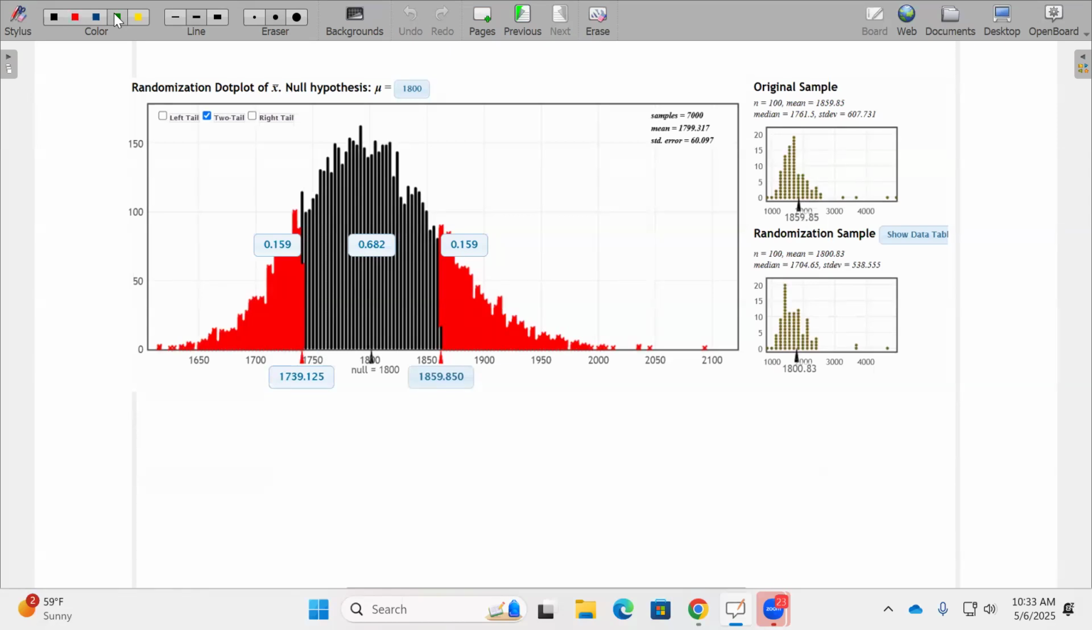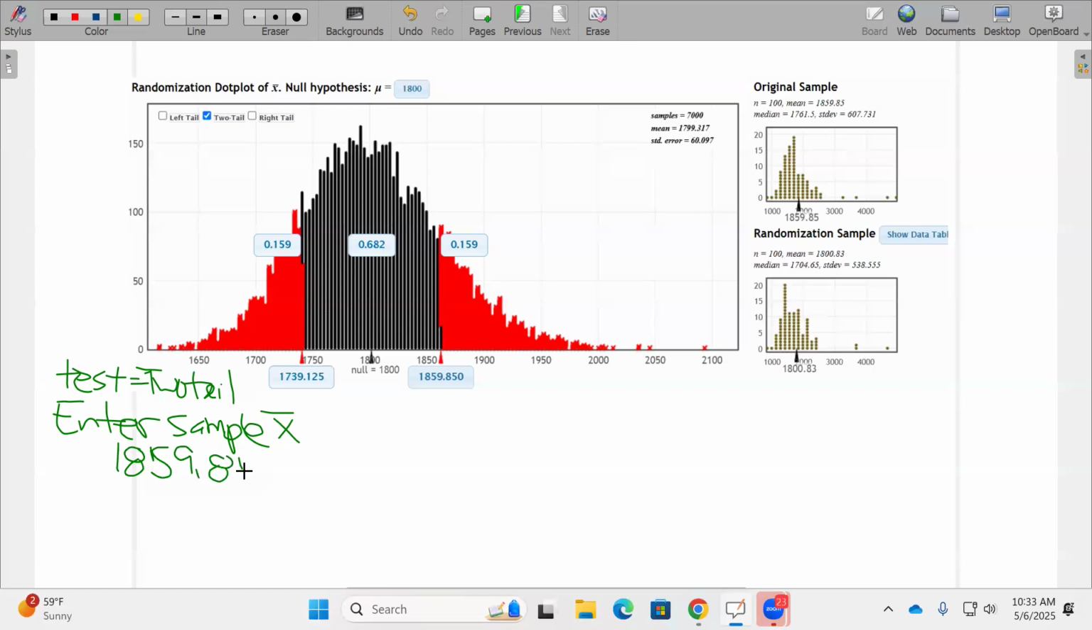Next step is after we pick the test, right, and we decided for the test we were going for the two-tail, we have to enter the sample statistic. In this case, the sample is the X bar up there. So my X bar in this case was 1859.85. And based on that, I can get the p-value.